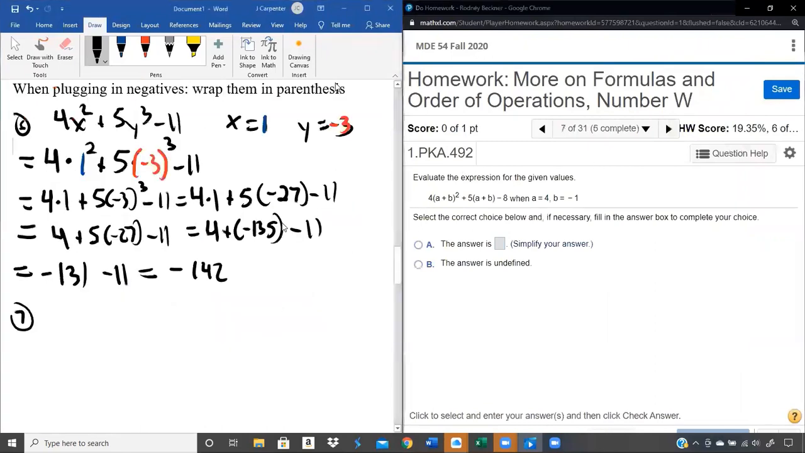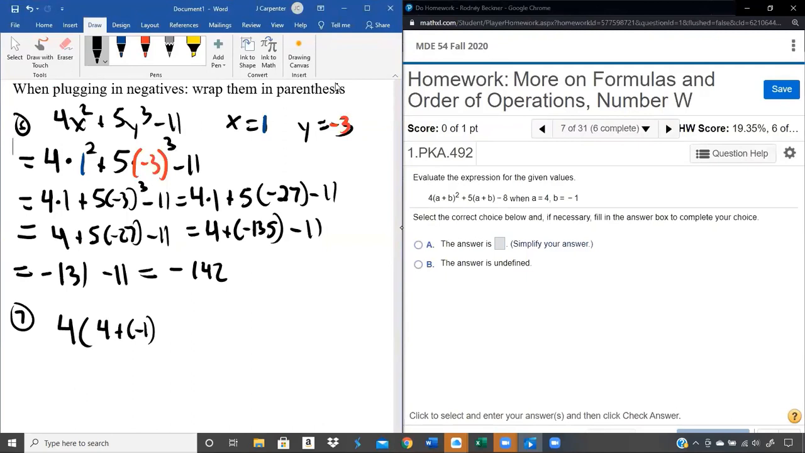This is number 7. 4, and I'm not gonna rewrite the problem. I'm just gonna go ahead and inject the numbers. 4, parentheses a plus b squared, then plus 5, parentheses a plus b, then a minus 8. A is 4, b is negative 1. So we're going to go 4, parentheses, a plus b, that's 4 plus negative 1. So that's the a and the b.